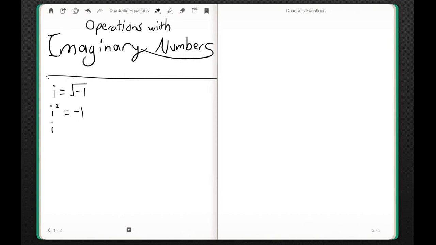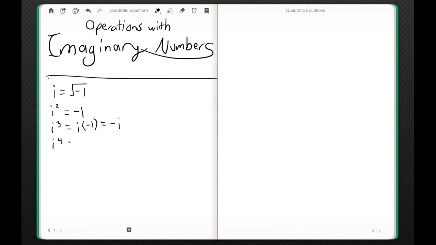What if we kept going up? i cubed. Well, we're just going to multiply i squared by i again. Every time we increase the exponent by 1, we just multiply it by i again. So this will be i times i squared, which is -1. So we'll have -i.